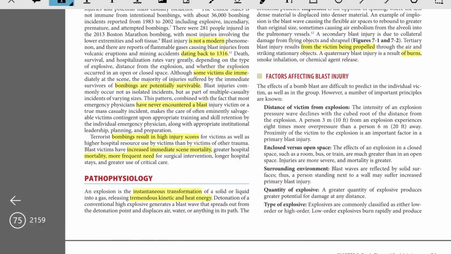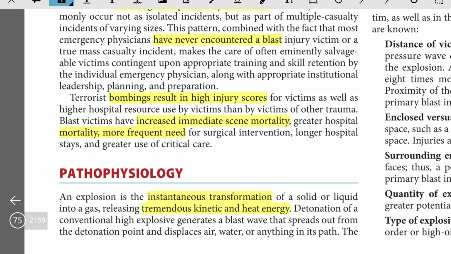Greetings of the day. We are going to discuss the pathophysiology of bomb blast injuries.